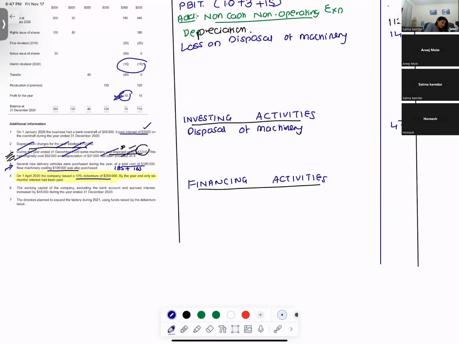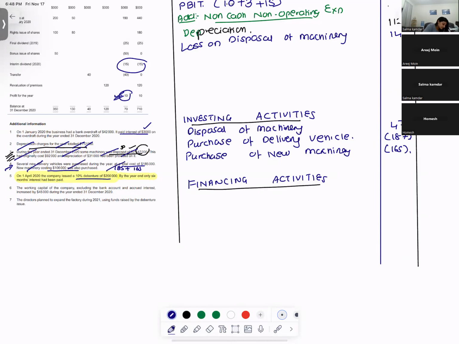Okay. So there is a delivery vehicle purchase, which is investing activity. So I'm writing purchase of delivery vehicle. Inflow, outflow? Also, then purchase of new machinery. Inflow or outflow? Outflow. Adjustment number 4 is over.